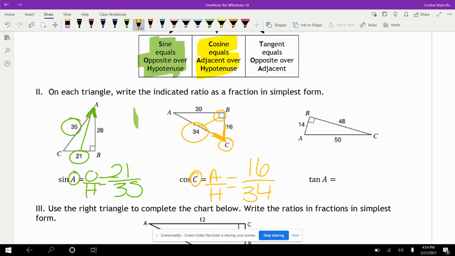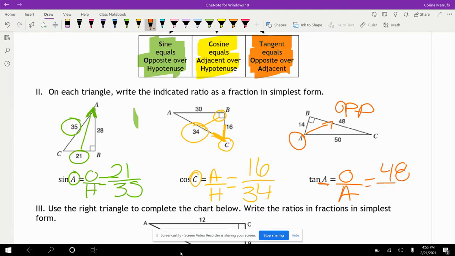And then next we have tangent of angle A. So tangent equals opposite over adjacent. So O over A. They want us to do tangent of angle A. So here's angle A. Now the opposite is going to be this 48. I'm going to put an OPP here. So it's going to be 48 over, and then our adjacent side. Remember, we have two sides that make up A. If this is the hypotenuse, then that means that this one's adjacent. So the 14 is adjacent.